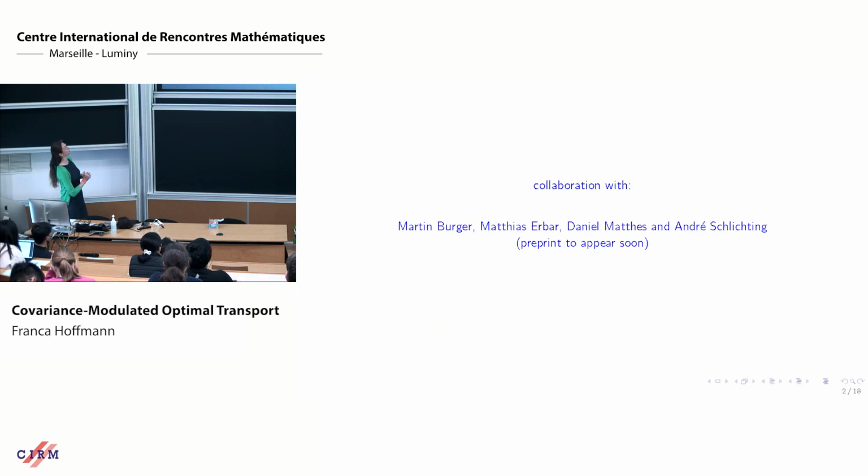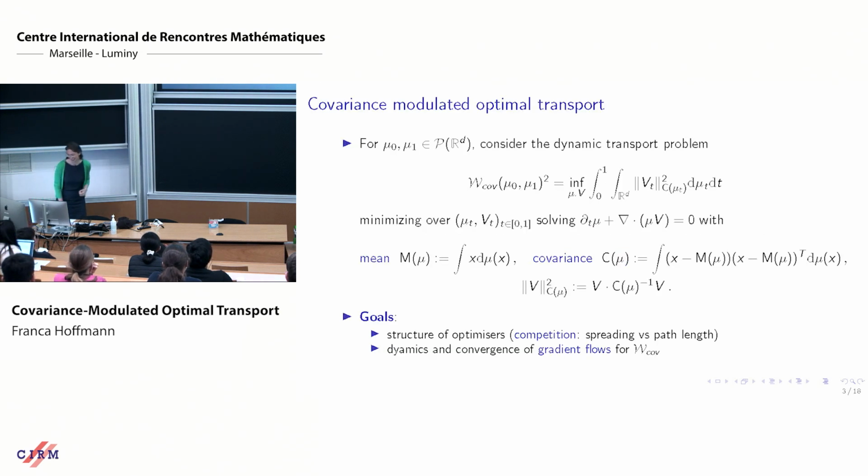Okay, so this is a joint work with 4 other people, with Martin Bürger from University of Erlangen, Matthias Erber, Daniel Mattes, and André Schlichting. Okay, so the subject of my talk today is covariance-modulated optimal transport.